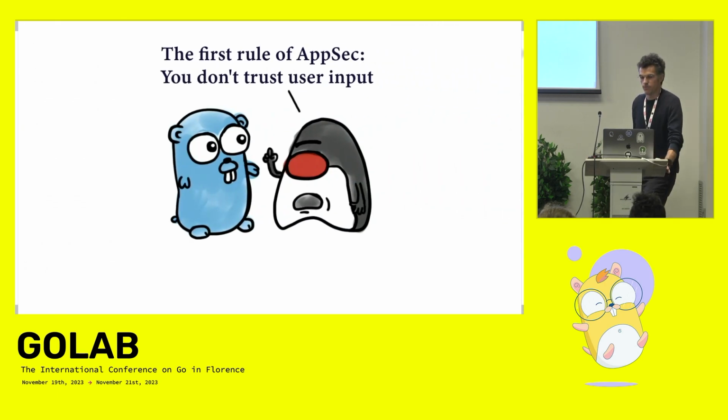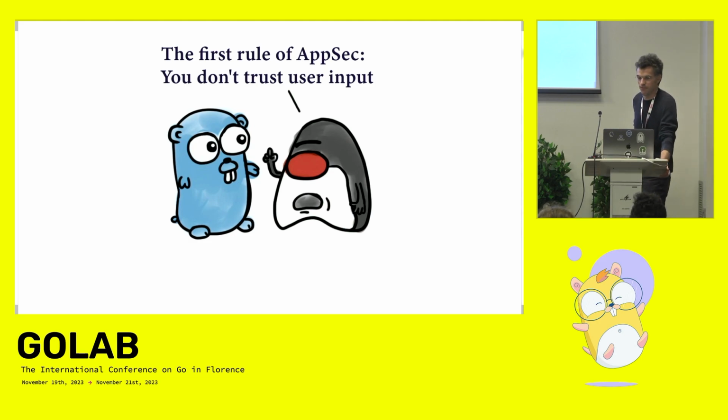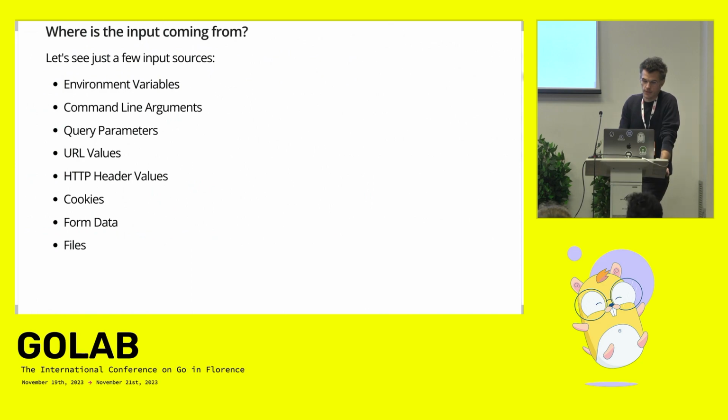So let's have a look a bit at input validation. It's like the first rule of application security, right? We want to make sure that we don't get any malicious content in our application. So if you look a bit at what the sources of our input are, it's quite complicated, right? We have a lot of places. Some of them may be easier to spot, others are not that easy.